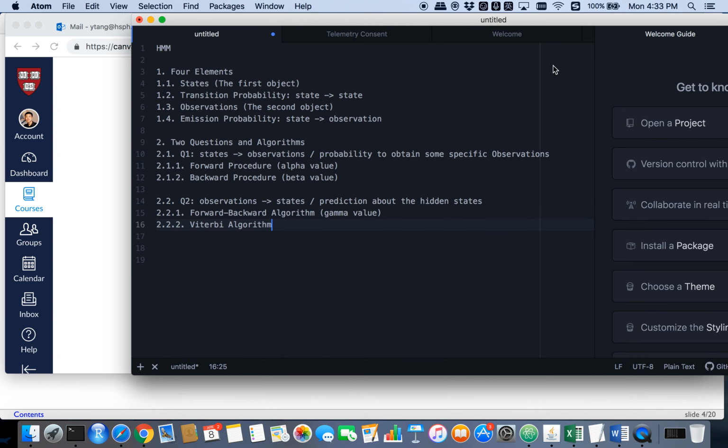Okay, so up to now, we have gone through all the basic concepts about the hidden Markov model, and in the next part of our lab material, I will go through the applications of these basic concepts one by one, and also give you some examples.